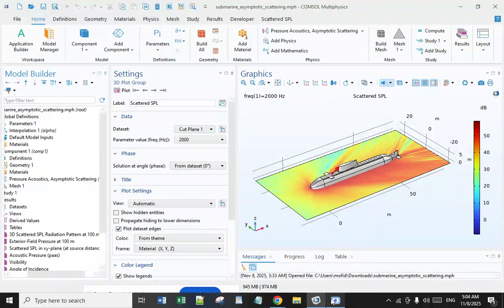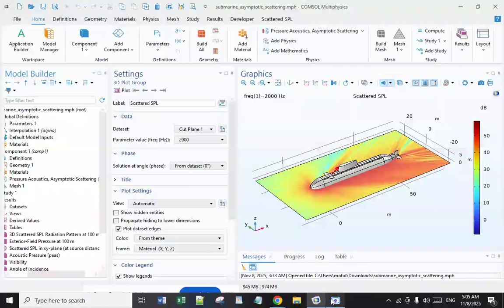The picture here likely depicts the variation in scattered sound levels as a function of frequency and angle, showing how much sound energy is reflected or scattered by the submarine hull and the other components. This knowledge is essential for assessing the submarine's stealth capabilities, as a high scattered SPL can make the submarine more detectable by sonar systems, impacting its effectiveness in military operations.